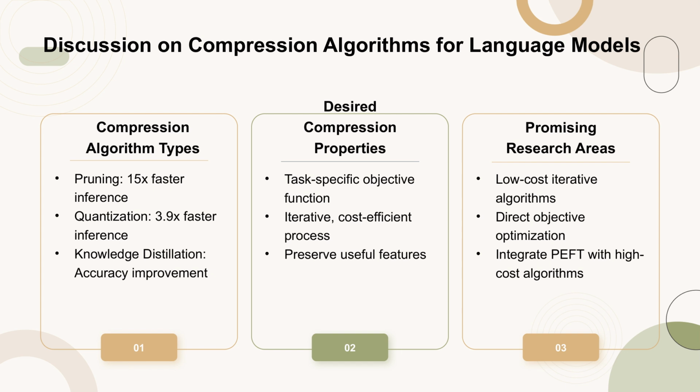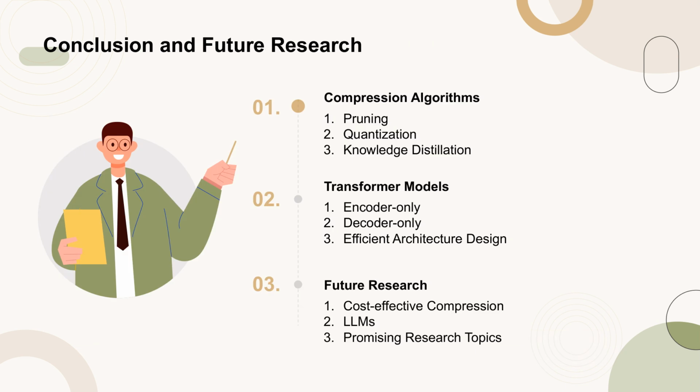For successful compression, it is crucial to incorporate a task-specific objective function and use an iterative, cost-efficient process to preserve useful features. Promising research areas include developing low-cost iterative algorithms, directly optimizing the objective function, and integrating parameter-efficient fine-tuning, PEFT, with high-cost algorithms. In this paper, the authors have conducted a comprehensive survey of language model compression algorithms.